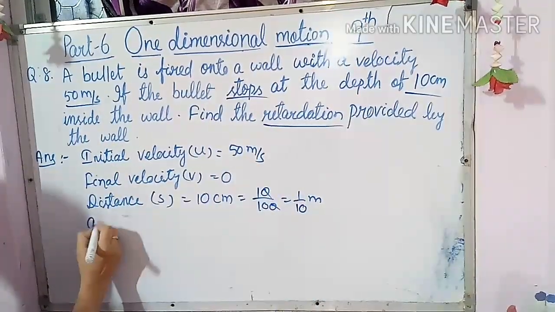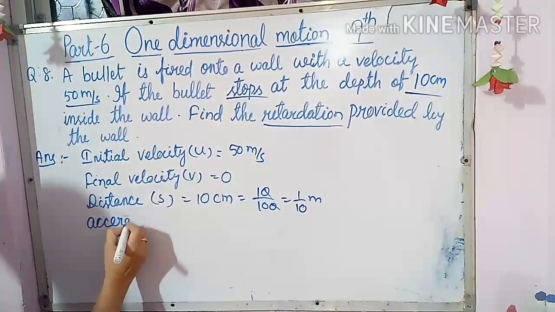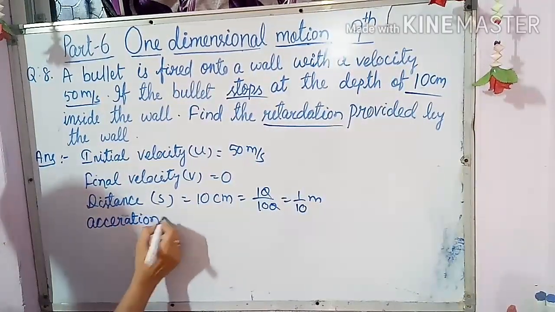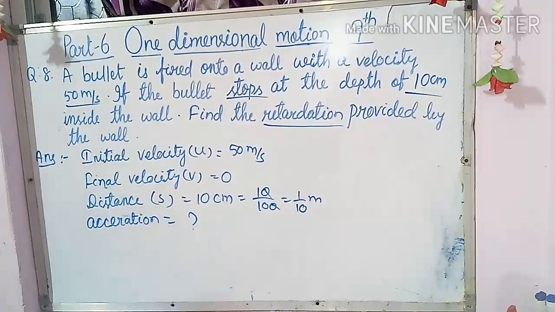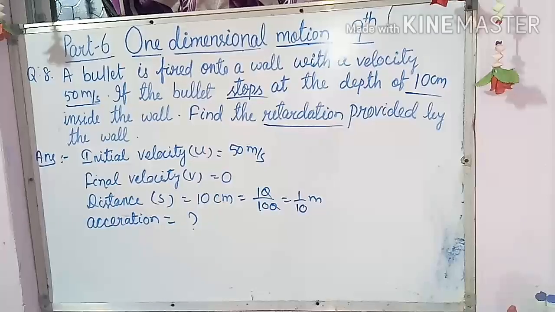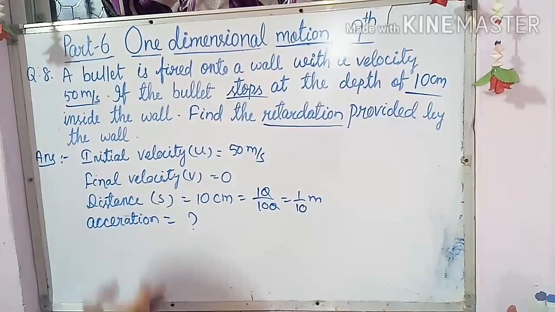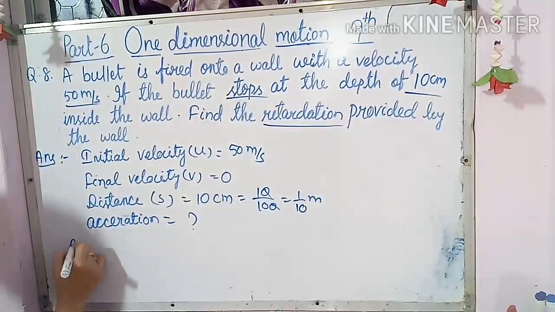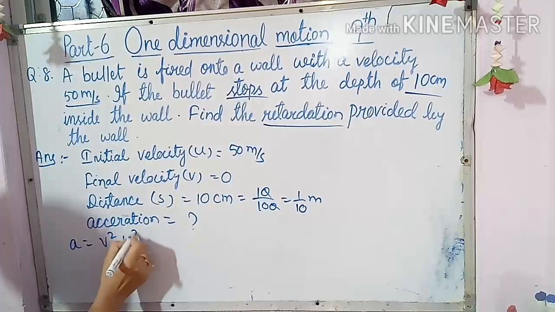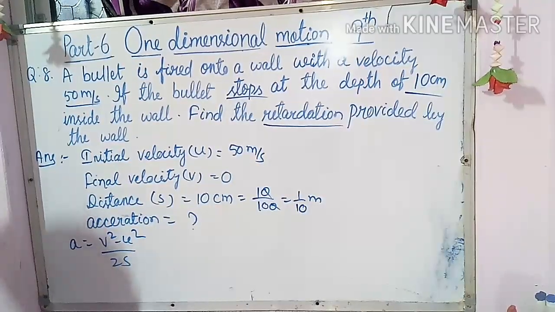Now what is asking? Retardation means acceleration you can write, but what children you will get? That is in the negative sign. That is the negative acceleration. Now you see which equation is convenient for this problem. v, u, s has given. a is asking. Yes, directly you can put v square minus u square equal to 2as. Third equation. From there you can find the a. So directly I am going to put a equal to v square minus u square by 2s from the third equation.